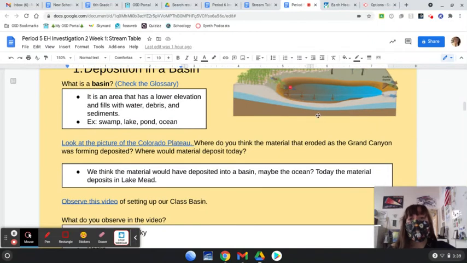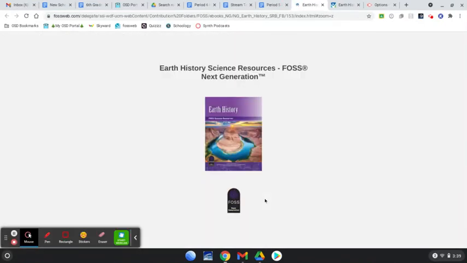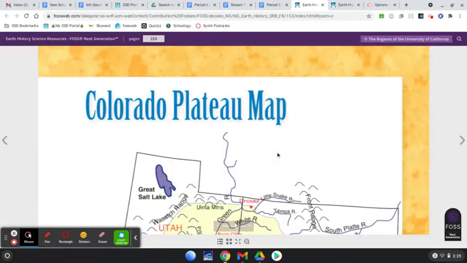And thinking a little bit about the Grand Canyon and that giant canyon, where did all that material deposit to? And so we were talking about how we think that the material would have deposited into a basin, maybe the ocean. And today, when we look at the picture of the Colorado Plateau, we see that it would deposit in Lake Mead, which is the lake that formed at the beginning of the Hoover Dam.